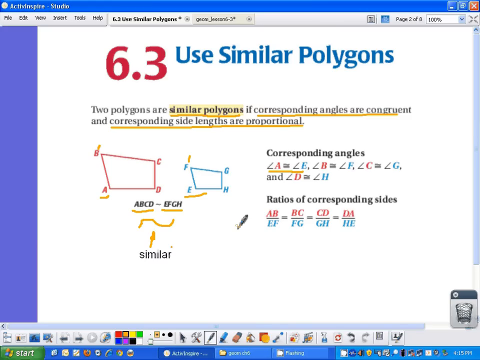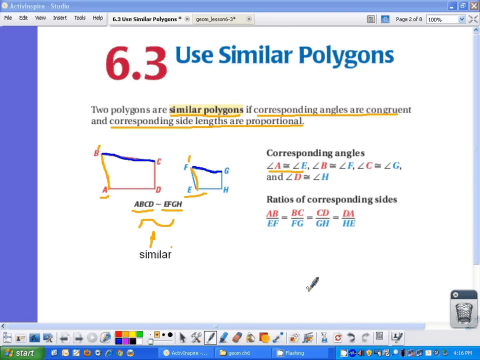Also, we can write ratios of corresponding sides. That's what we mean by corresponding side lengths being proportional. So, for example, the length of AB to the length of EF, that ratio is going to equal the ratio of side length BC to FG. Okay? We can actually write an extended proportion and continue writing equal ratios of the remaining corresponding sides.